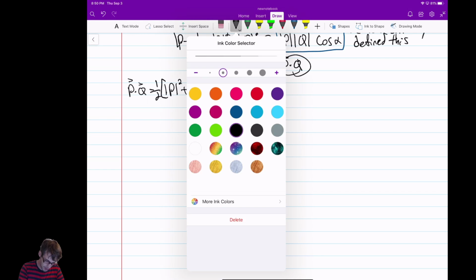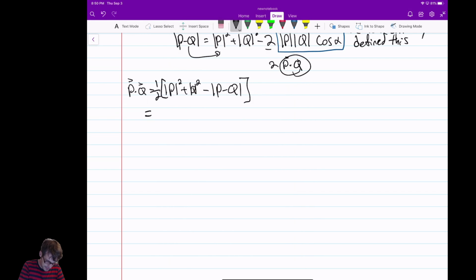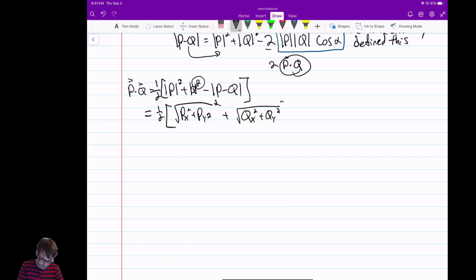Let's write it out. The first thing I want to highlight is this: the length of P squared. Now, remember, the size of P is the square root of px squared plus py squared. But I'm squaring it, so look at that, the square root will cancel out. The same thing for the size of Q squared. The size of Q is the square root of qx squared plus qy squared. But I'm squaring it. Awesome.